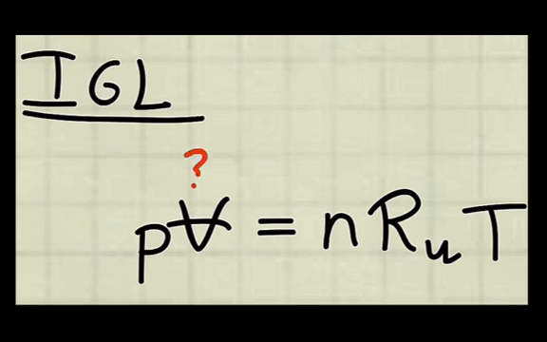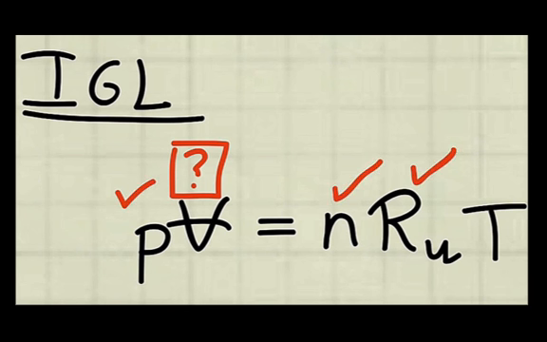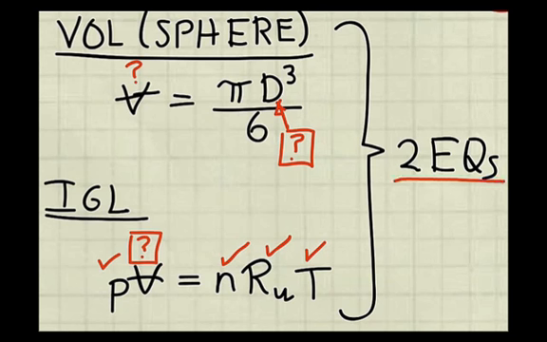Volume appears in the ideal gas law. The pressure was specified, the number of moles is known. That's the universal gas constant. Temperature is given. Thus I have 2 equations and 2 unknowns, diameter and volume. So my plan is to solve the ideal gas law for the volume and then go back to the sphere volume equation and solve for the diameter.